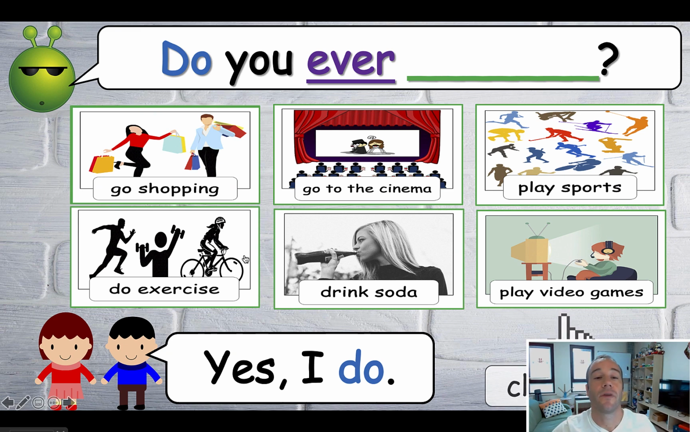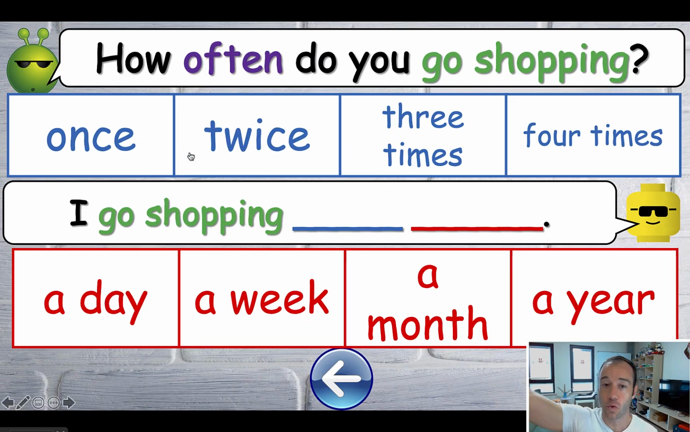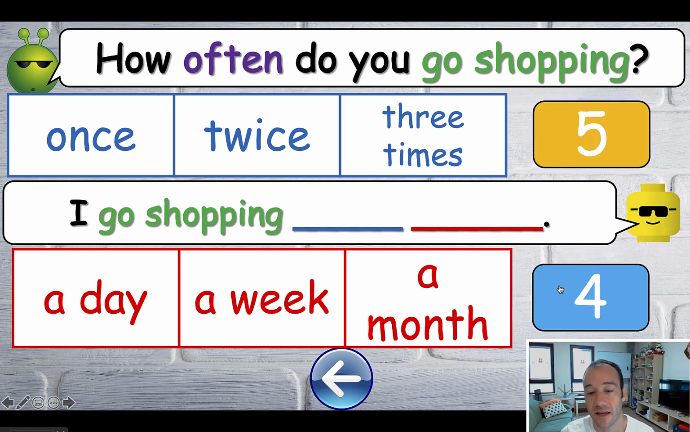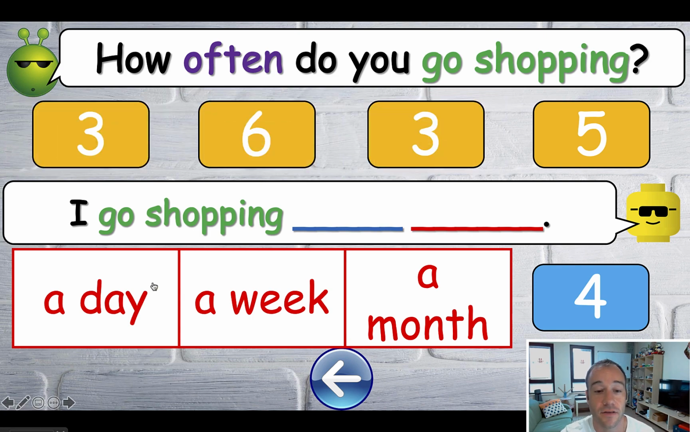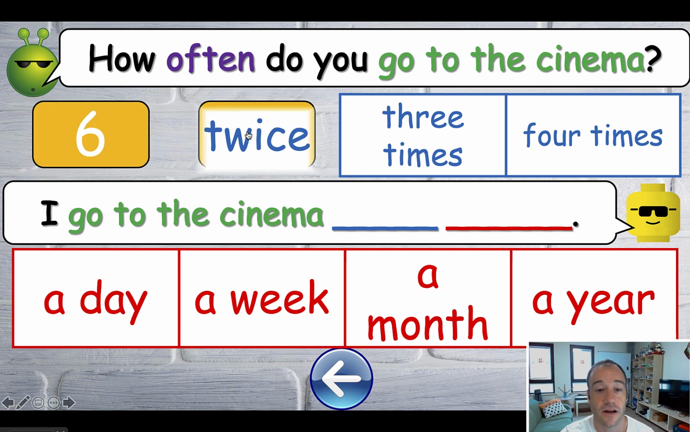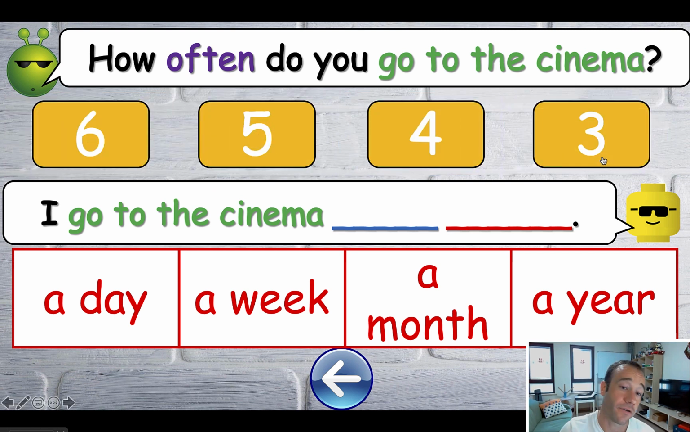They choose one. They choose go shopping. So do you ever go shopping? They say, yes, I do. The class says, how often do you go shopping? I go shopping 4 times a year. Okay, and they get the points. And obviously the point values on each slide are different. So we have 3, 6. It's all different on each slide. They're all like 3, 4, 5s, and 6s generally, but in a different order.